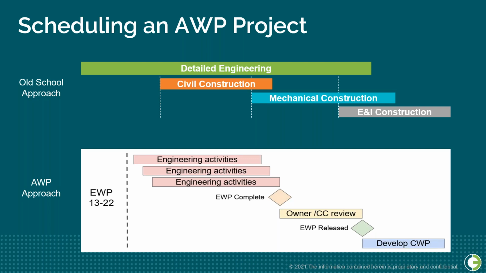And then there should be a clear, distinct link from that EWP to the associated CWP, which will then mean that the IWPs that exist as the children of the CWPs can be planned. So the AWP approach to scheduling isn't about using a different piece of software or changing your company's policies. It's about making sure the schedule is structured and detailed enough to support the work package delivery.